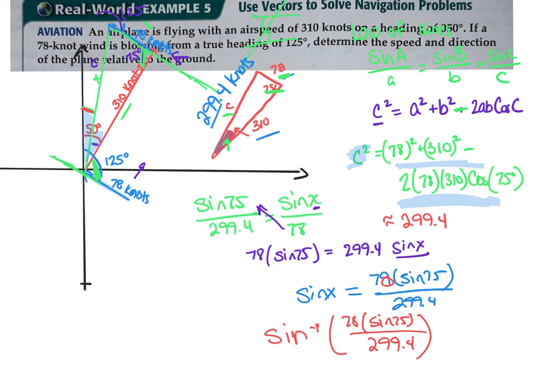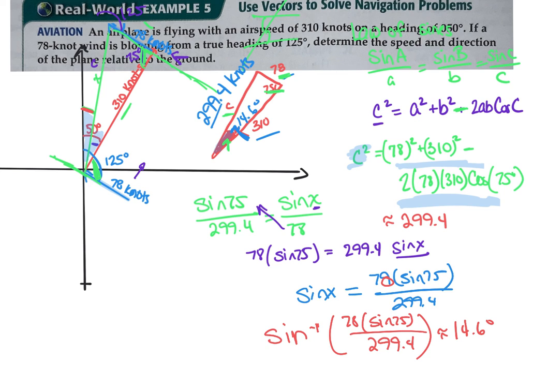There's no alternate way. Do that, hang on, pay attention. You get 14.6 degrees. Again, what have I solved for? I've solved for this little angle right here, right? This little angle is 14.6 degrees.